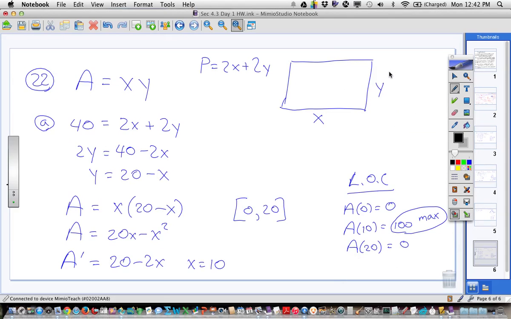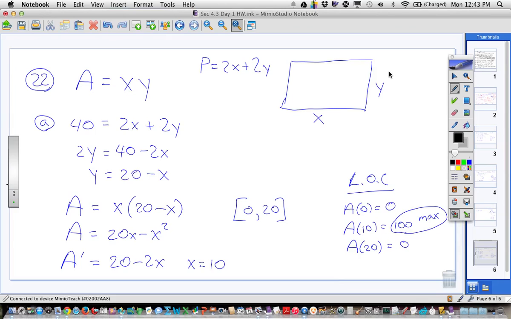Let's go to 22. So 22 is kind of the same thing as 9, really, just in more of a real-life setting. They say you want to fence in a rectangular region, and they want to know what's the max area you can do for $40. That's $1 per foot for fencing. And then they tell you even the perimeter formula. So I went ahead and drew this.